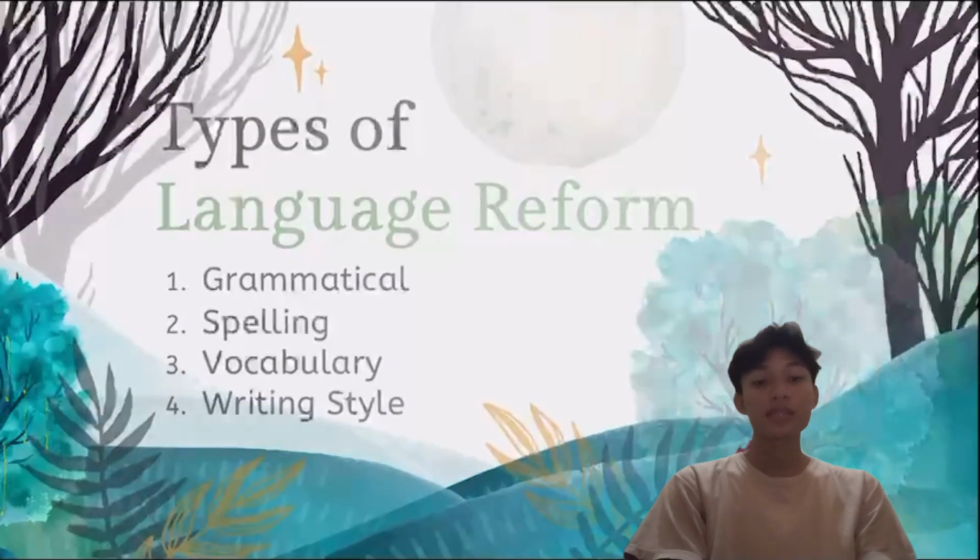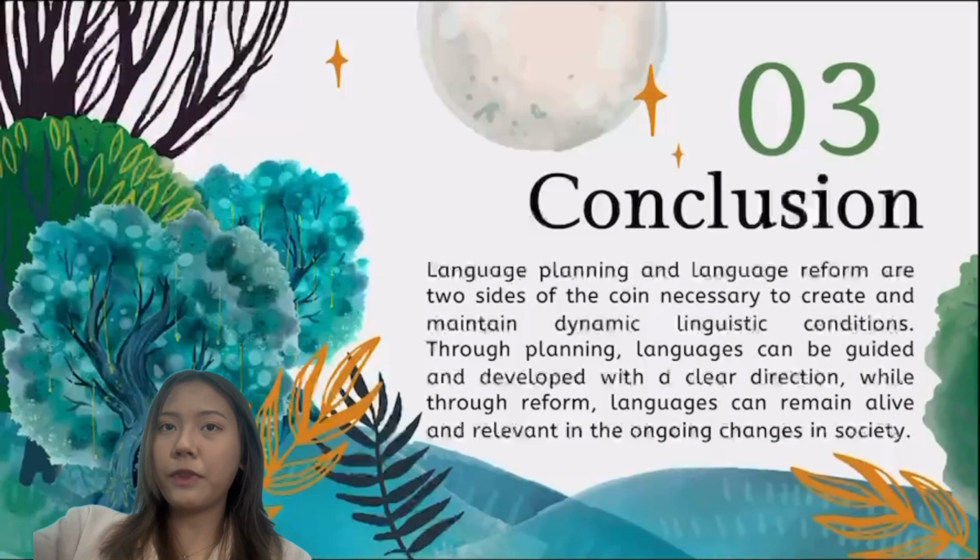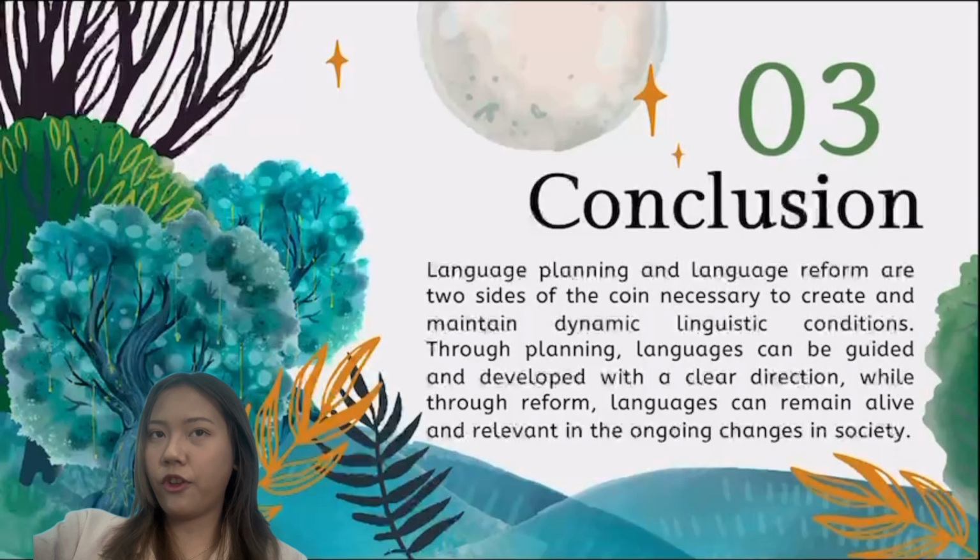To sum up, language planning and language reform are two sides of the coin necessary to create and maintain dynamic linguistic conditions. Through planning, languages can be guided and developed with a clear direction, while through reform, languages can remain alive and relevant in the ongoing changes in society. The synergy between the two allows the creation of a language system that is responsive, inclusive, and adaptive in facing the challenges and needs of the times.